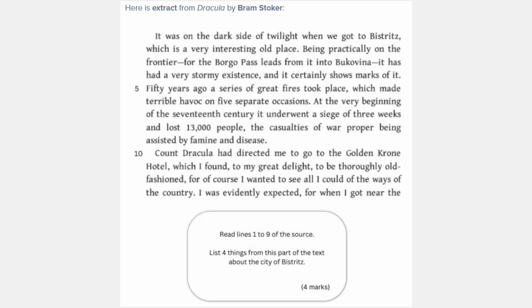Okay, so going through this extract, first of all, read lines 1 to 9 of the source. So the first thing I would have done is made sure that I had a box around this first paragraph, lines 1 to 9, to make sure that I didn't stray. Second thing I would have done is read the question really carefully. It lists 4 things from this part of the text about the city of Bistritz. I don't want to be talking about anything else about the city of Bistritz. I'm going to keep it simple.